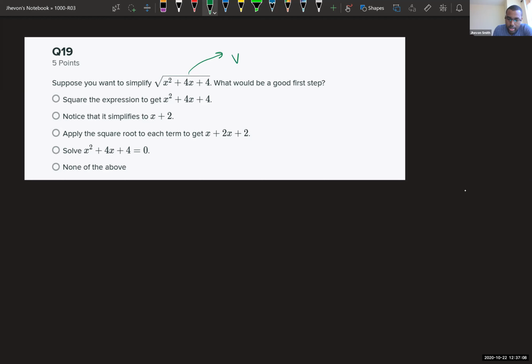What you would try here, just to get the actual answer out of the way, is to notice that, yes, the inside is a perfect square, but we know that when we square root a square, it actually gives us the absolute value of the inside. So it actually simplifies to the absolute value of x plus 2. So that's not going to work. Apply the square root to each term? We know that's wrong. That's distributing powers across sums. Solve that equals 0? No, you don't need to do that. So it's none of the above. This actually simplifies to the absolute value of x plus 2, and if you knew how to simplify it, you'd realize that none of these are correct.